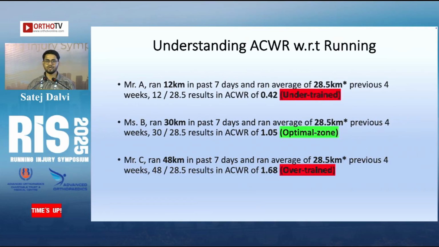So I've kept the 4 weekly average standardized. It's 28.5. So let's say athlete A ran 12 kilometers. The ACWR comes down to 0.42, which is below 0.5. So the athlete is undertrained. And if he goes out and works at a higher intensity or a higher training load, may well end up with an injury. Optimal zone is that 0.8 to 1.3. So that's the second example which we saw in the past as well. Lastly, if your athlete, let's say for example, ran 48 kilometers last week and had a baseline fitness of 28.5 on average, the ACWR comes to 1.68, which is beyond 1.5, and the athlete is overtrained, or is fatigued, or he or she needs to recover and then come back to training.